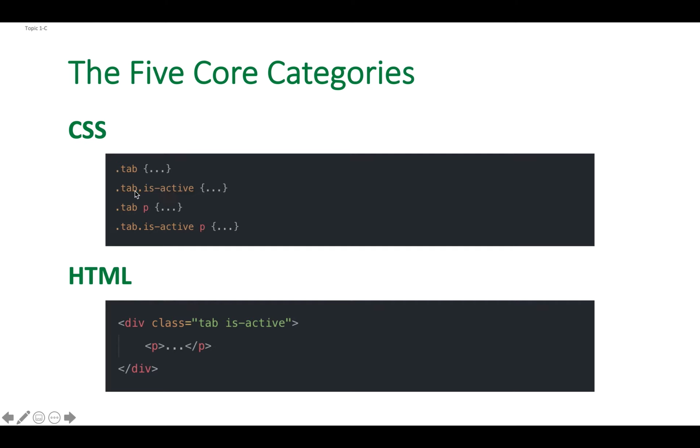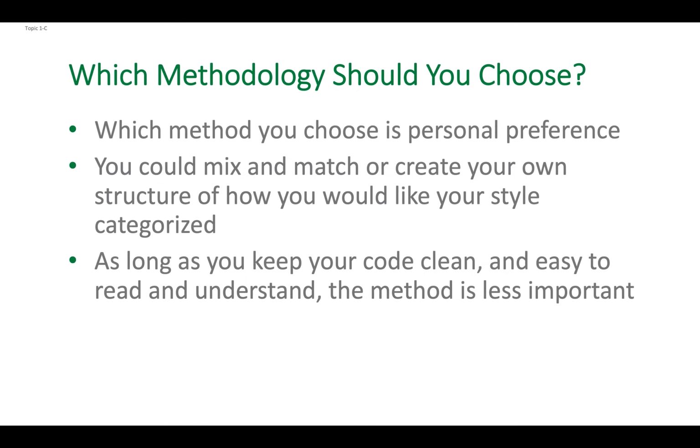So this is a descendant selector here, and it's actually got 2 classes applied to it. So when the tab is active, it's going to do whatever these styles are. And then you can also style the paragraph within that. And then you can also style the tab is active paragraph. So that has to do with the state and all of those things. So which methodology you choose is your personal preference. You can mix and match or create your own structure of how you would like your style categorized. As long as you keep your code clean and easy to read and understand, the method is less important.